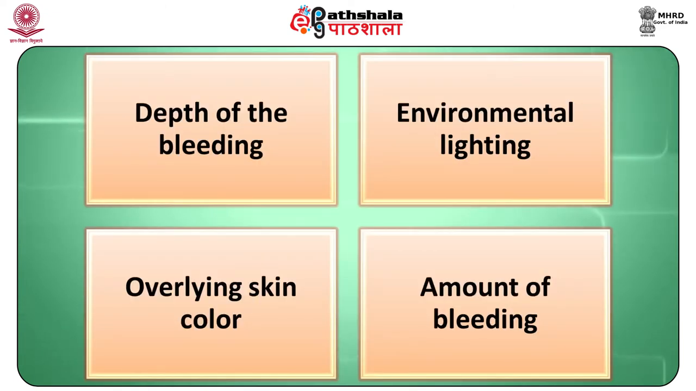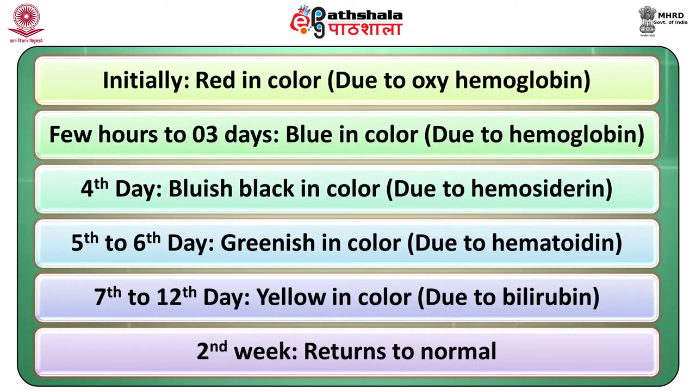Various factors which affect the color of contusion include depth of the bleeding, the environmental lighting, the overlying skin color, as well as the amount of bleeding. Determination of age of bruise is medico-legally significant for ascertaining the age of the injury, as initially the bruise will be red in color due to oxyhemoglobin. Then within few hours to up to 3 days, it will be blue in color because of the hemoglobin. Then fourth day, it becomes bluish black in color due to the conversion of hemoglobin into hemosiderin.